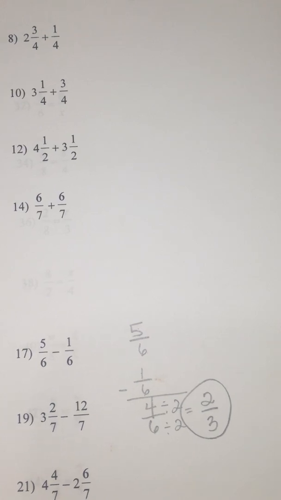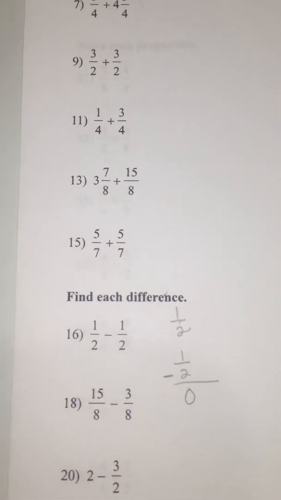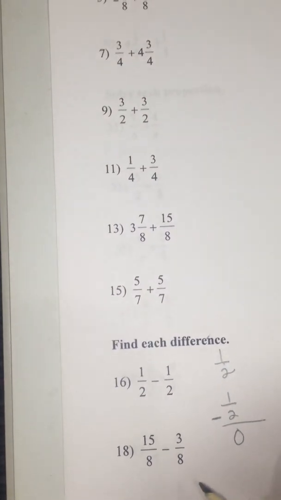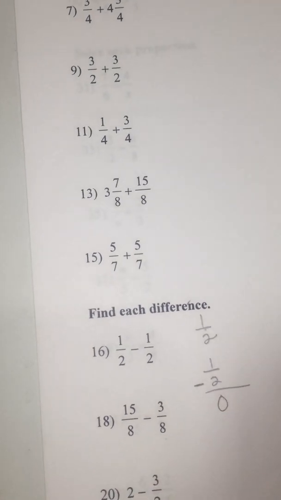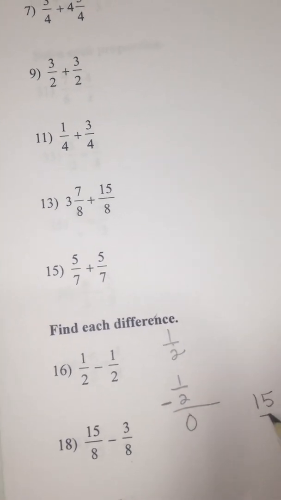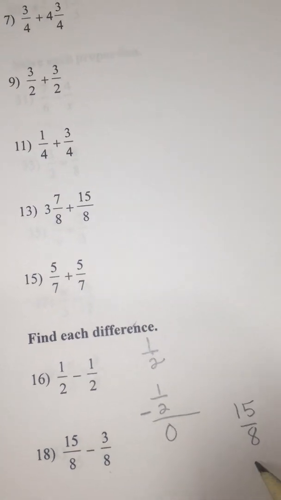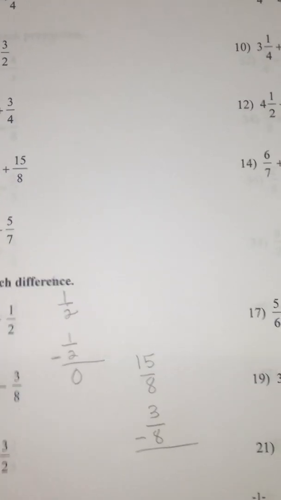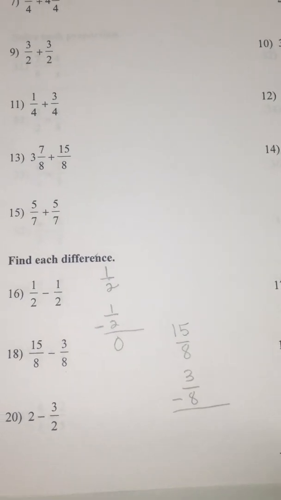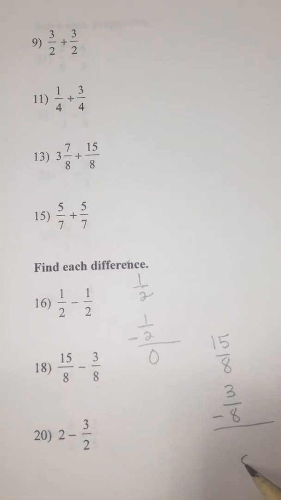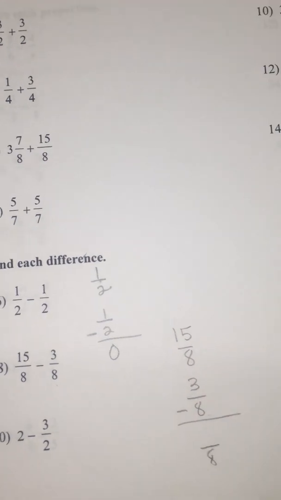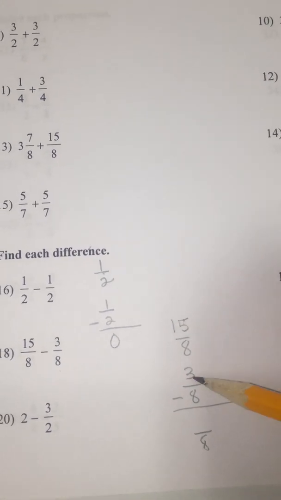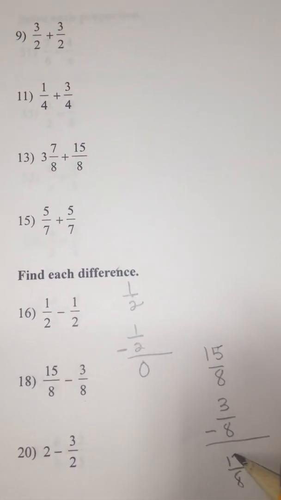Okay. All right. Let's go to another one. Let's look at number 18. I have 15 over 8 minus 3 over 8. And I don't want to do the entire section for you because I do want you to try it for yourself. But I do want to give you some examples. All right, then the common denominator is 8. 15 minus 3 gives me 12.